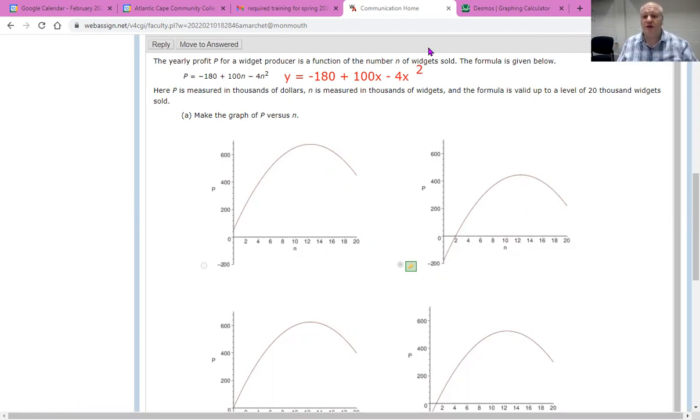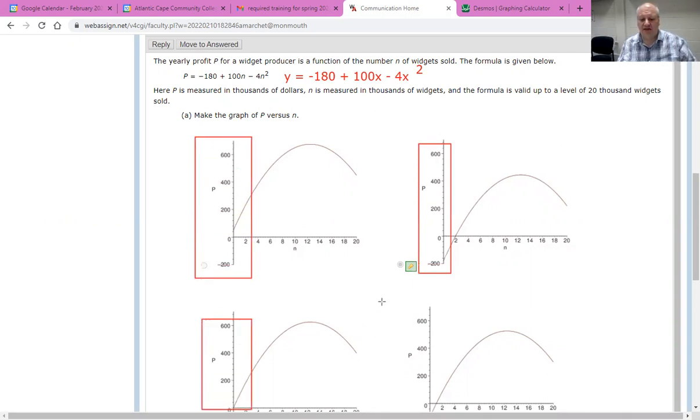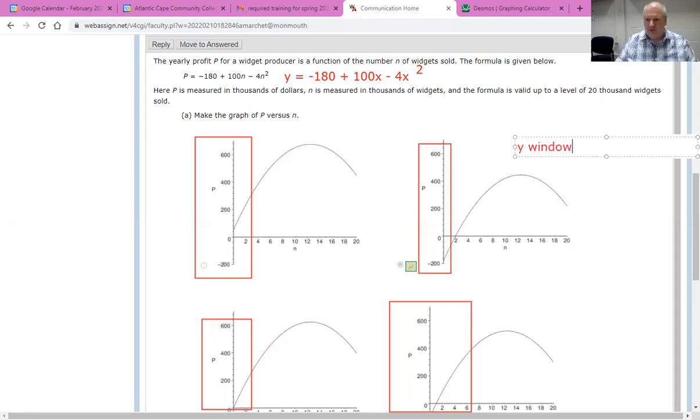Before we go to Desmos, there is one other important thing I want to mention. I want you to look very closely right here. Notice that our axes on these answers go from -200 to 600. Look at that. It happens down here too, and in here as well. What does that tell you? What is the y window? The y window, and I'm going to jot it down here to make it clear for everyone, is from -200 to 600, right?